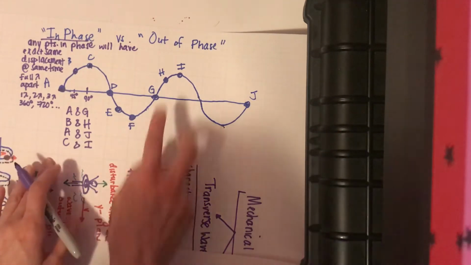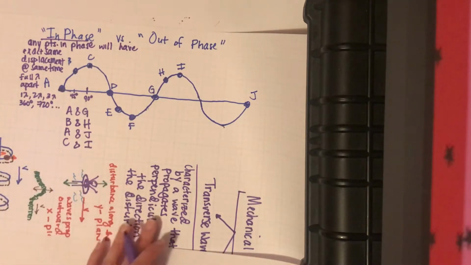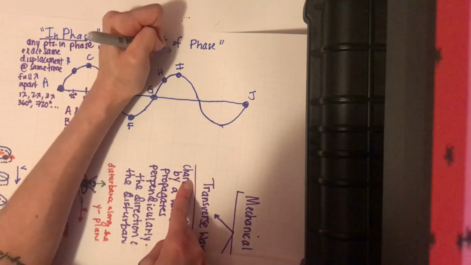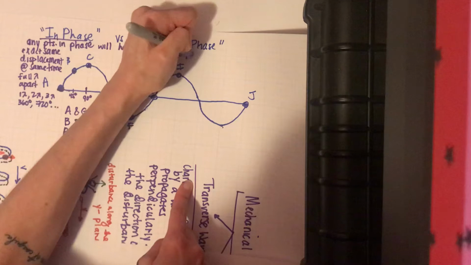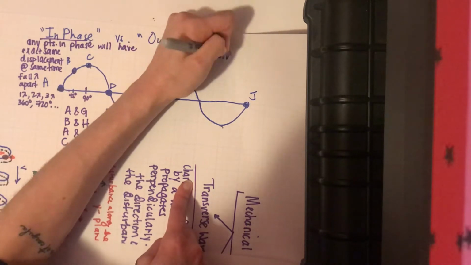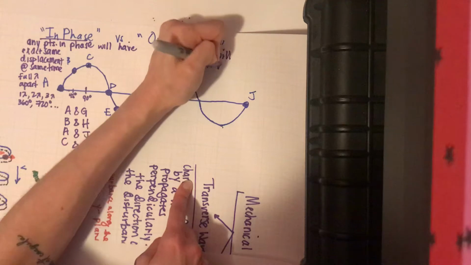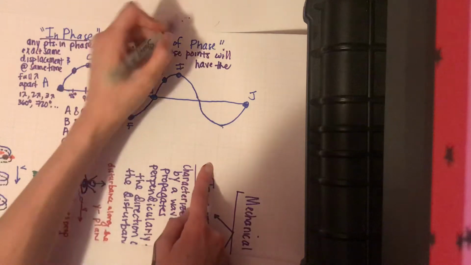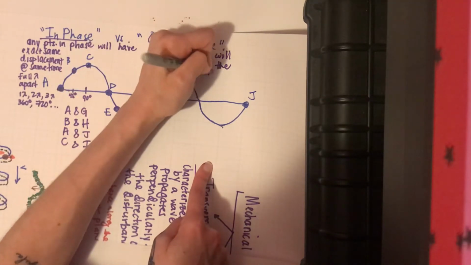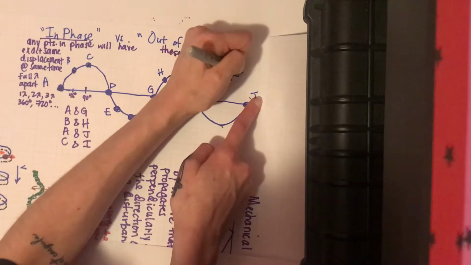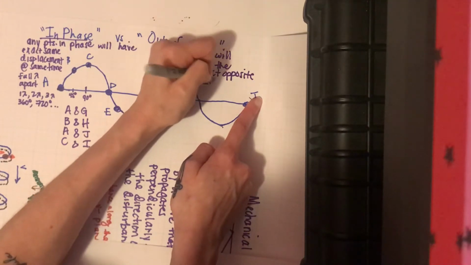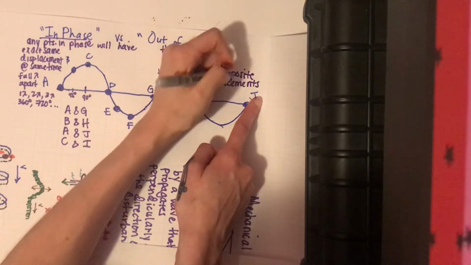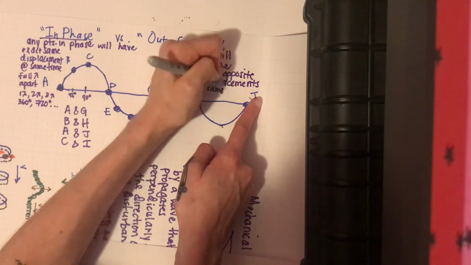So now let's talk about what it means to be out of phase. Well, if 2 points are out of phase, these points will have the exact opposite displacement at the same time. So the sign will be different. The directionality will be different. The distance will be the same, but the directionality will be different. So the exact opposite displacements, meaning that it's the same magnitude, opposite direction.